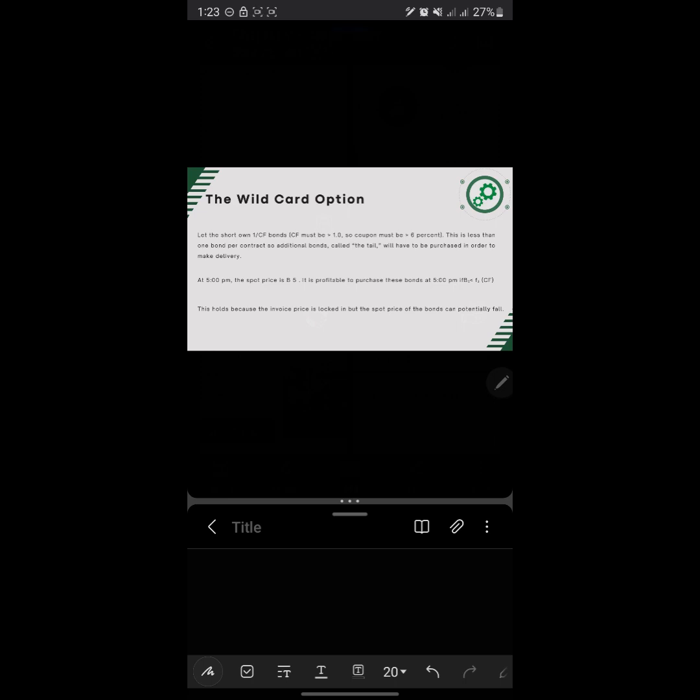When exercising the wildcard option, the seller of the Treasury futures contract would wait to see whether the spot price declines below the invoice price during after hours of trading. If it does, the seller could exercise their wildcard option and make their delivery based on the low spot price, decreasing the overall cost of the short position.